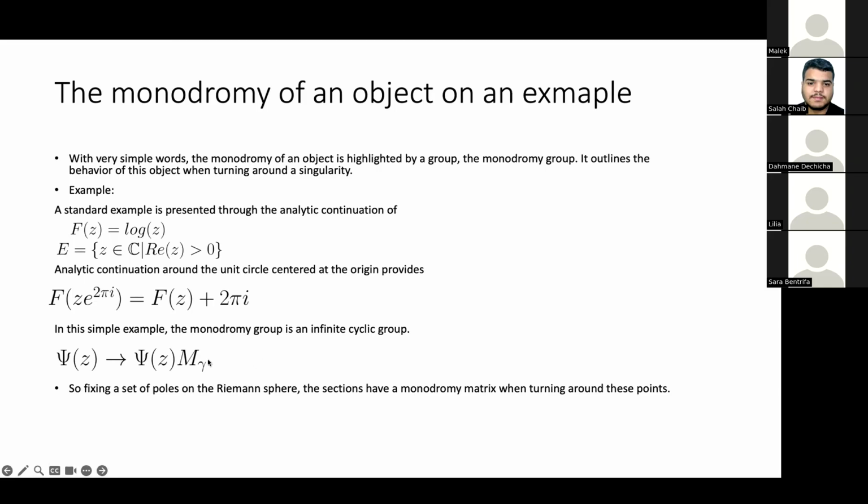The point is that a wave matrix, when it turns around these singularities following a path gamma, will end up with a matrix m gamma that will come into play with the monodromy. So my point is that I would like to deform the system while keeping this m gamma fixed. This is the idea behind it.